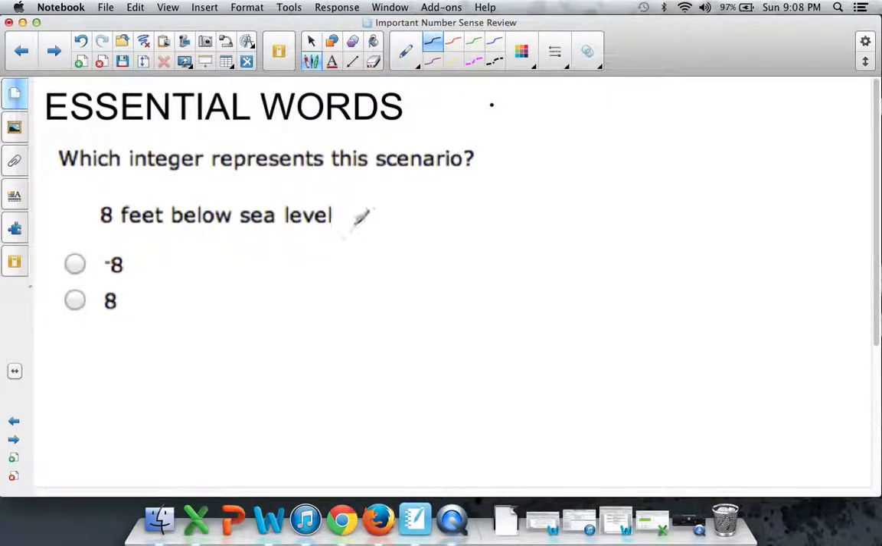All right. Now, as always, you see essential words up here. If you're following along with the note frame, please look at the essential words. Make sure you understand what they say. If not, make sure you get one from me in class. That could help you out.